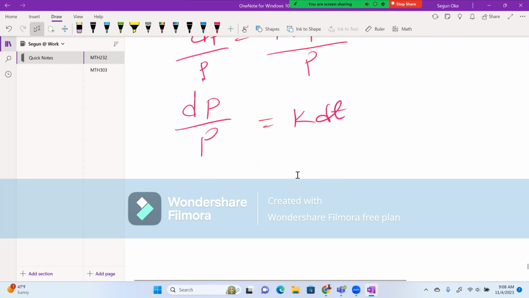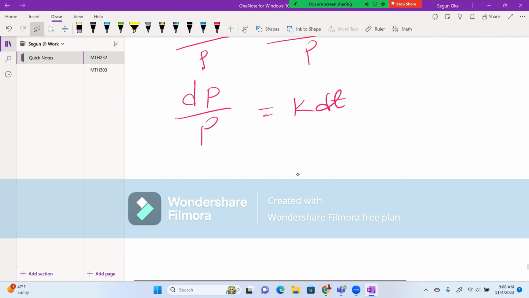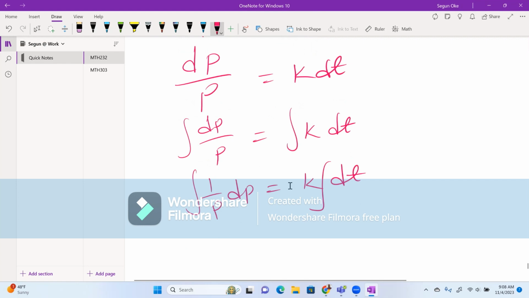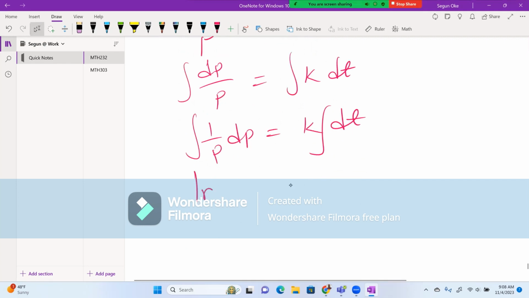Are we together now? So we can integrate both sides. When you integrate both sides, you have the integral of 1 over P dP equals the integral of K dt. So I have 1 all over P dP equals K times the integral of dt. When you integrate this, you have ln P equals KT plus C.